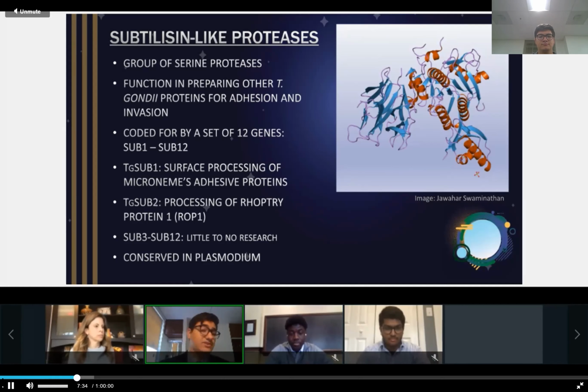And another reason why this could be really important is because these subtilisins are conserved in other apicomplexans such as Plasmodium. And Plasmodium, which causes malaria, can be really hard to study, but Toxoplasma gondii here will act as a really important model organism. So we can apply this research to Plasmodium and malaria research as well.